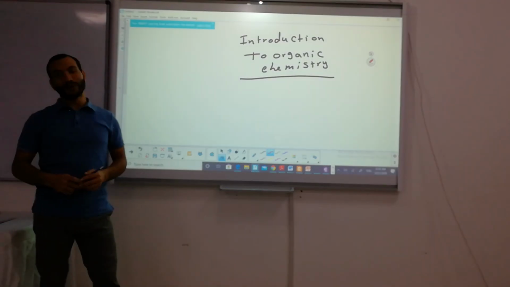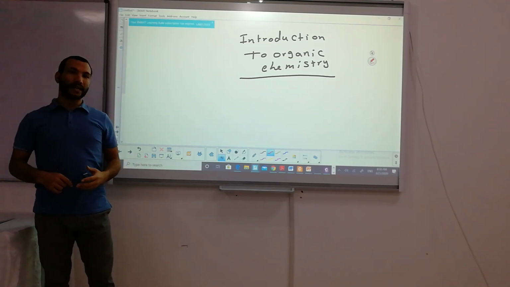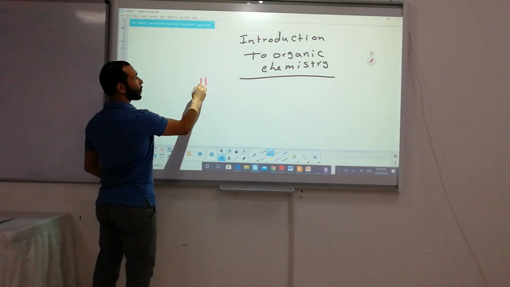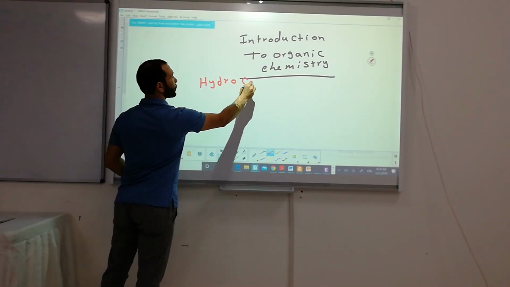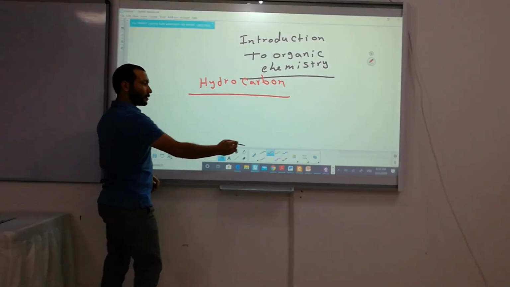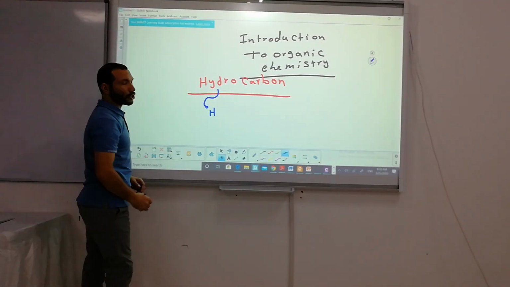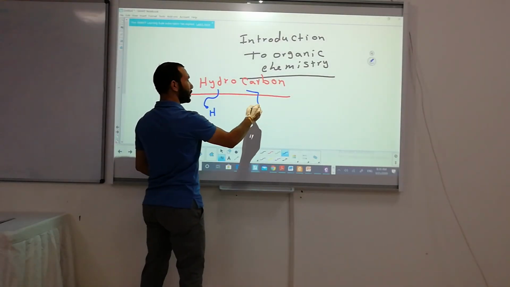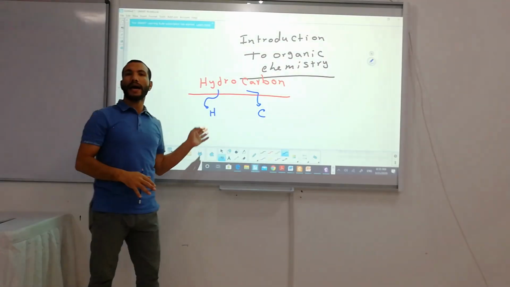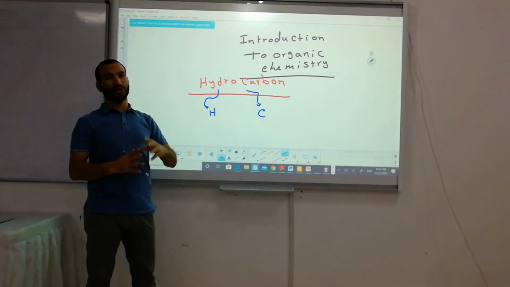Good morning. Inshallah, today we will talk about the introduction to organic chemistry. At first, organic chemistry contains what? It contains something called hydrocarbon. The meaning of hydrocarbon: the atoms contain hydrogen, which comes from hydro, and carbon. So any organic compound must contain carbon and hydrogen. Any organic compound contains carbon and hydrogen.